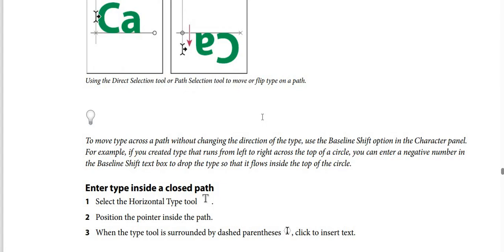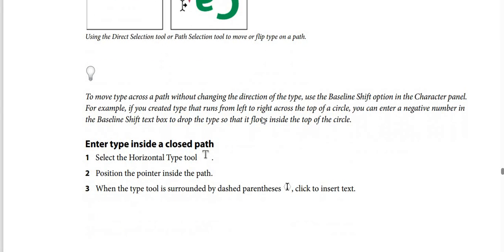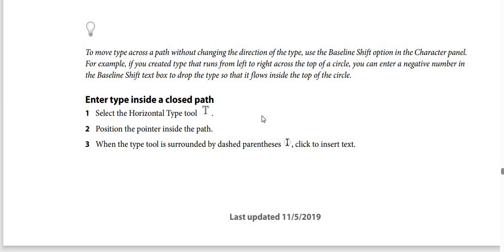The next image explains for you using the direct selection tool or path selection tool to move or flip type on a path, and to move type across a path without changing the direction of the type. You can use the baseline shift option in the character panel. For example, if you create a type that runs from left to right across the top of the circle, you can enter a negative number in the baseline shift text box to drop the type so that it flows inside the top of the circle.